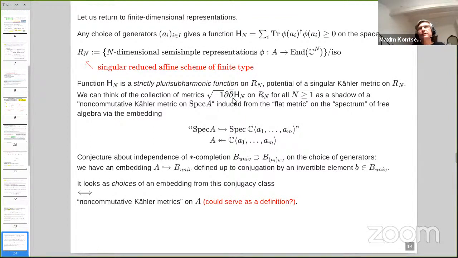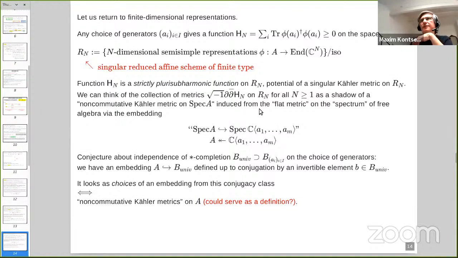And so you see that you get a growing family of affine schemes of finite type. On each scheme, I get a Kaehler metric, given by a universal formula, which just depends on the size. And so I can interpret that as something like a non-commutative Kaehler metric on this non-commutative algebra. And this Kaehler metric will be a very special kind of metric, because the potential is given by a finite sum of squares of holomorphic functions, roughly speaking.